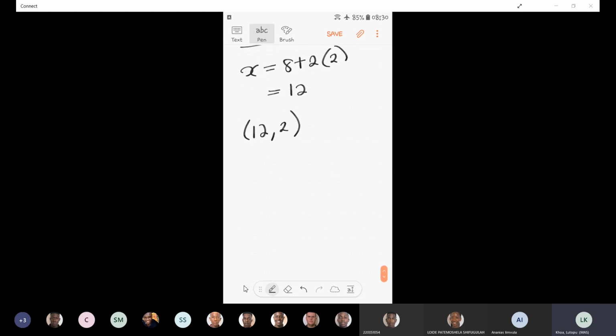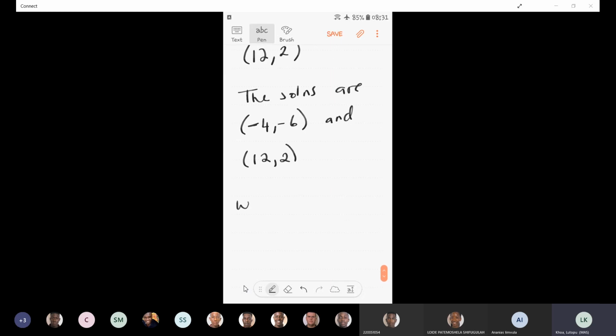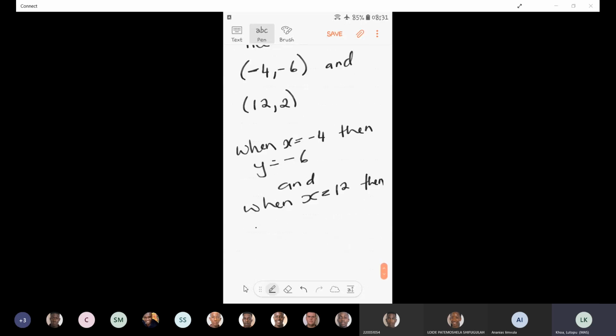So you can also write a statement. The solutions are (-4, -6) and (12, 2), or say something like this: when x is -4, then y is -6, and when x is 12, then y is equal to 2. So here I'm showing that they are pairs.